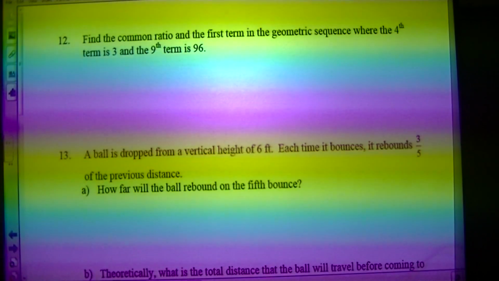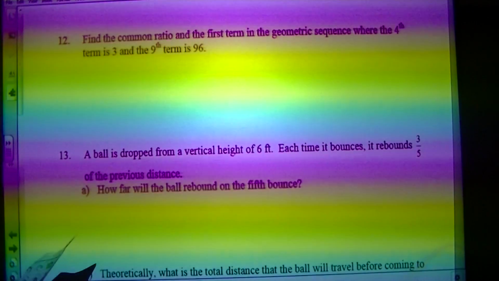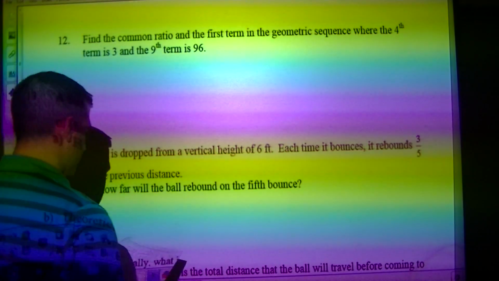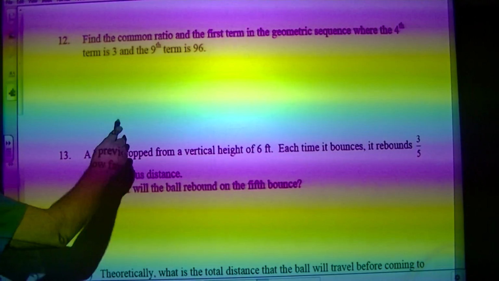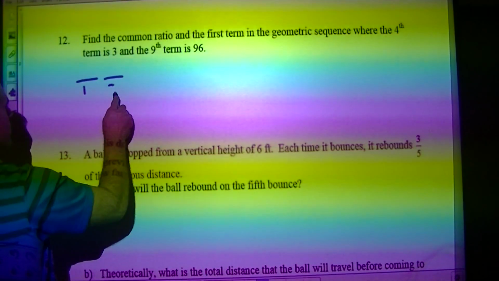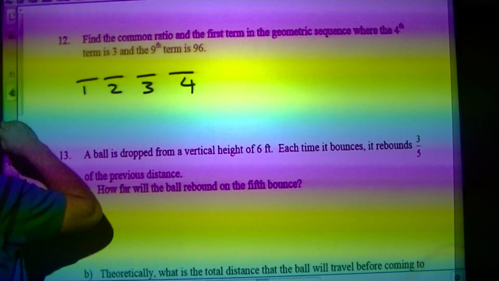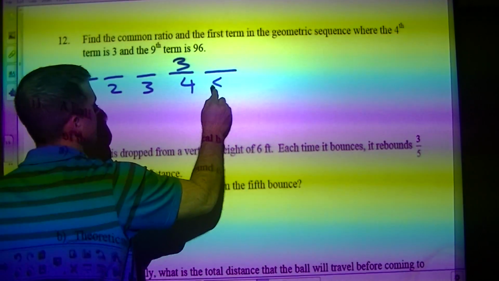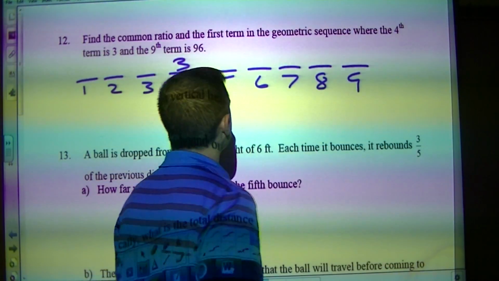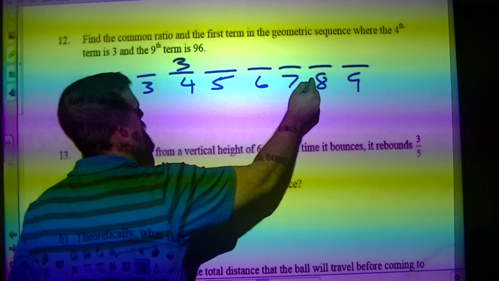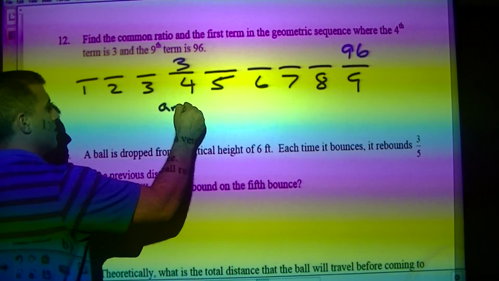It's on the next page. Find the common ratio and the first term in the geometric series where the fourth term is 3 and the ninth term is 96. Once again, very similar idea. 1, 2, 3, 4. Fourth term is 3. 5 I don't know. 6 I don't know. 7 I don't know. 8 I don't know. 9, actually, I do know 9. 9 is 96.